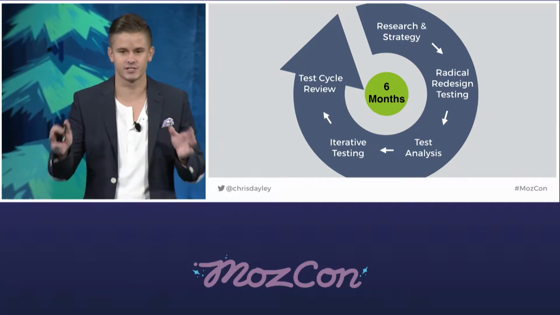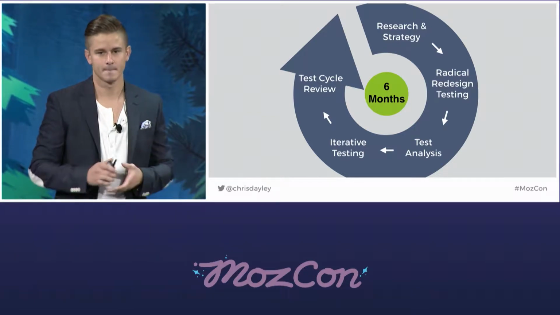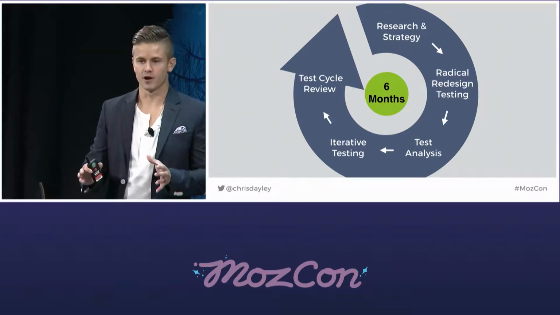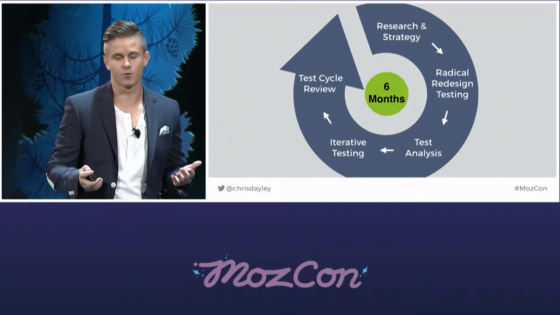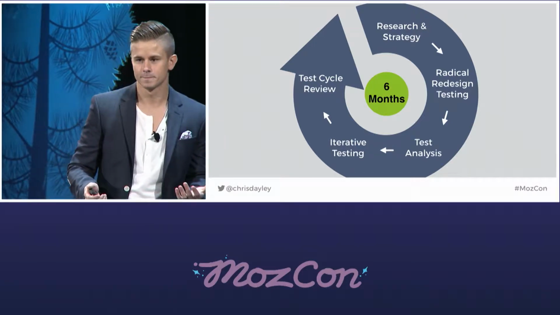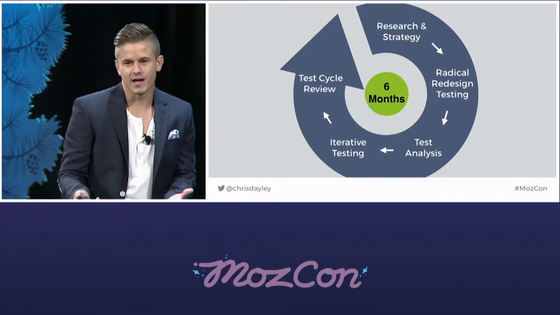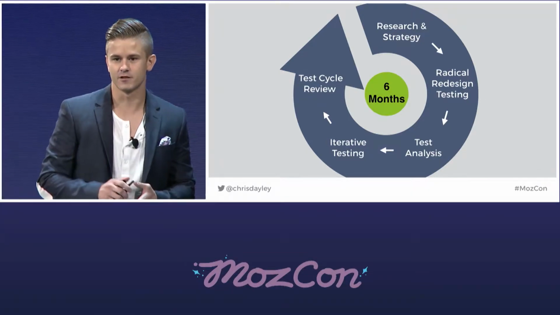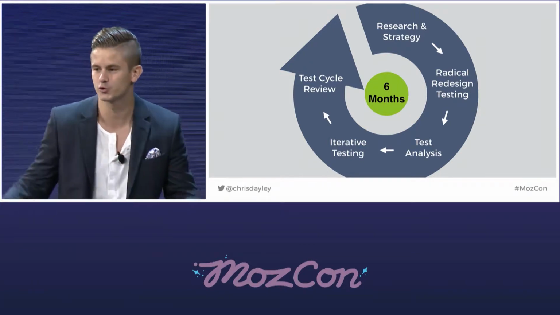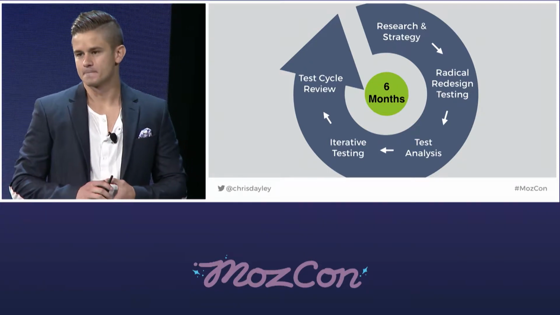Now, this whole process should take no more than 6 months. And that's not an arbitrary number. What we found is that about every 6 months, user behavior on the web radically changes. And the reason for that is that about every 6 months, there are new best practices. There are new design best practices, there are new trends.